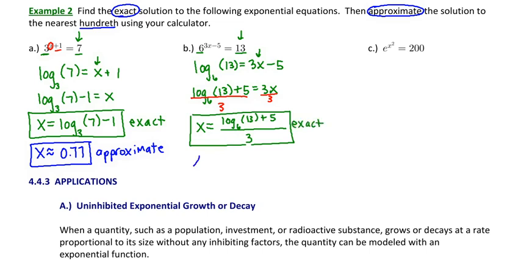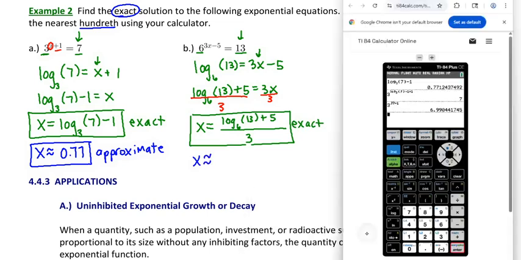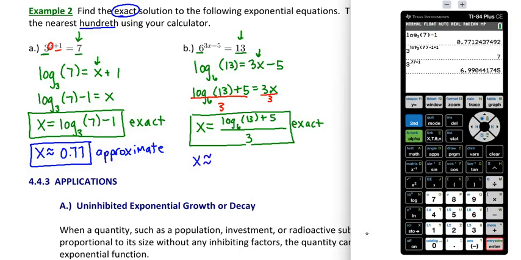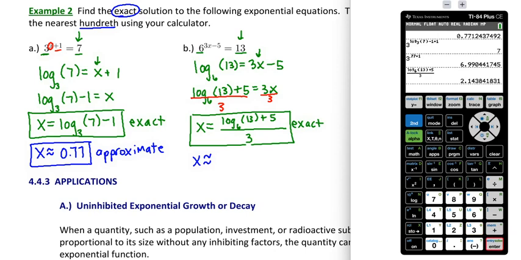Let's go ahead and use our calculator to approximate this value. So I'm going to begin with a big fraction, alpha y equals number 1, and then the combo math, alpha, math to type in our logarithm. Log base 6 of 13 plus 5 on the top, and we are dividing by 3 on the bottom. So this gives us the approximate value, 2.14.